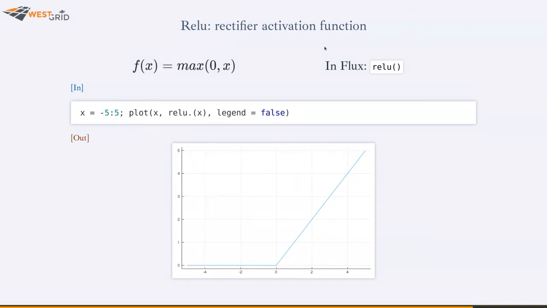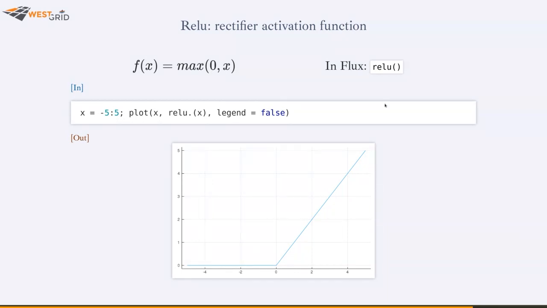Now, at the very beginning, when I talked about activation functions, when I made an analogy between a biological neuron and an artificial neuron, I presented a number of activation functions, and I mentioned that ReLU, which is called the rectifier, was a popular one. This is what it looks like.